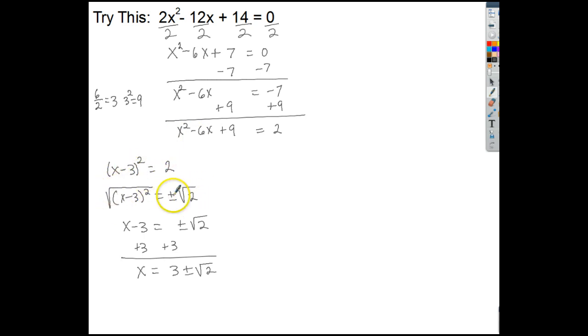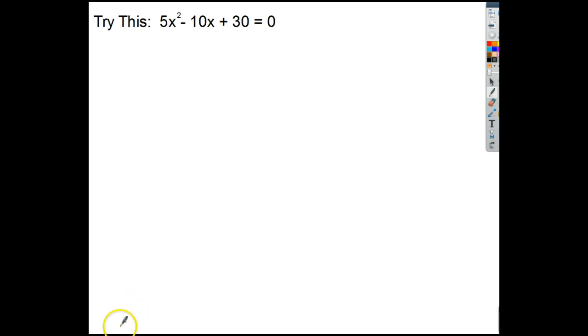Take the square root of both sides, put plus or minus on the side that's just the number, and you get x minus 3 equals plus or minus the square root of 2. That doesn't simplify. Get rid of the negative 3 by adding 3 to both sides. It goes in front. X equals 3 plus or minus the square root of 2. All right, let's try one more.